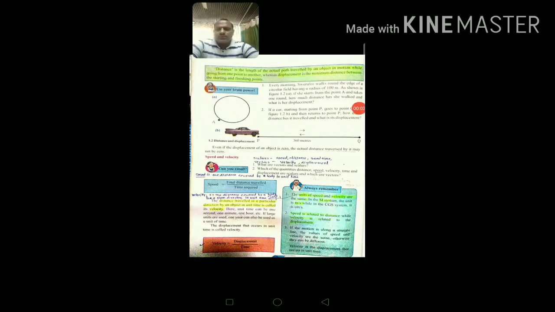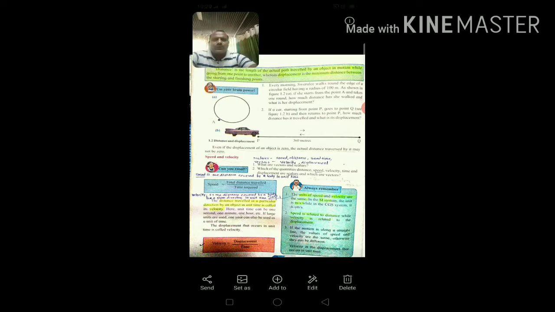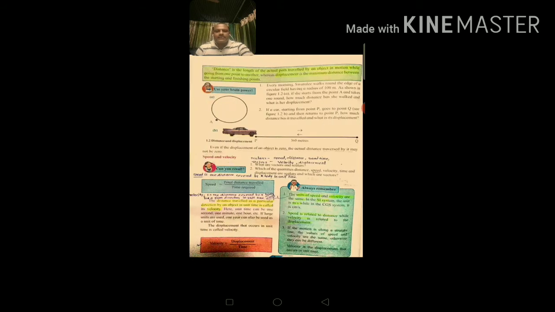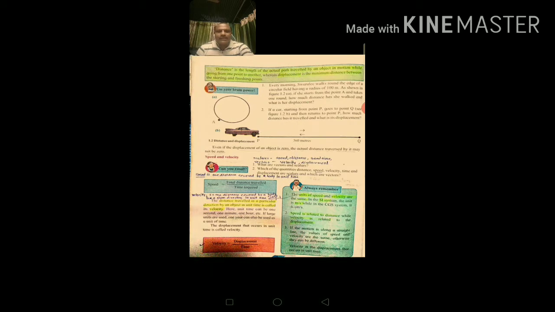Now today we shall discuss activity number 2. In the second activity, one car starts from point P, goes to point Q, and then returns again to point P.